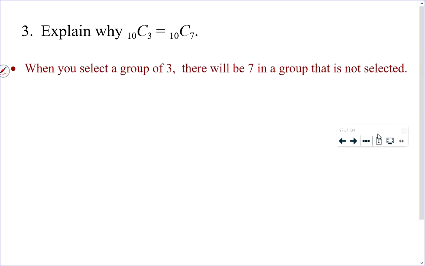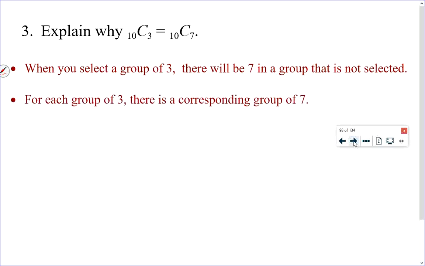When you select a group of 3, there will be 7 in a group that's not selected. So you are selecting 3, but you are kind of choosing to exclude the other 7. And I like the word exclude. I've never used that before, but it's a good word. So for each unique group of 3, there's going to be a unique group of 7 left behind. But the key is that the 7 and the 3 have to add together to give the total.